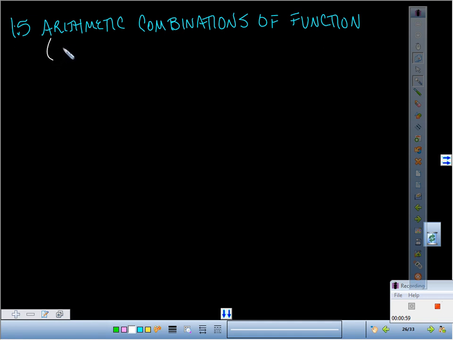Math. What? So they'll be adding. What else can you do? Subtracting and multiplying and dividing. Those are the things we're doing to functions. This is easy. We got this, okay? So you can add, subtract, multiply, and divide. So let's talk about them, okay?